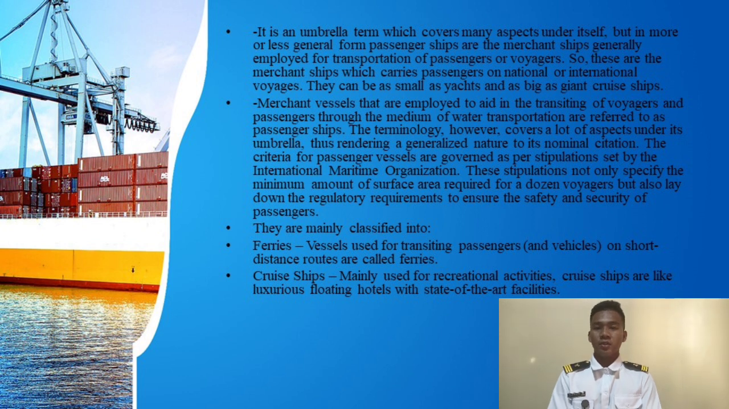This stipulation not only specifies a minimum number of services required for a dozen voyagers but also lays down regulatory requirements to ensure the safety and security of passengers. They are classified into many types. First, ferries, used for transiting passengers and vehicles on short distance routes. Second, cruise ships, mainly used for recreational activities. Cruise ships are like luxurious floating hotels with state-of-the-art facilities.